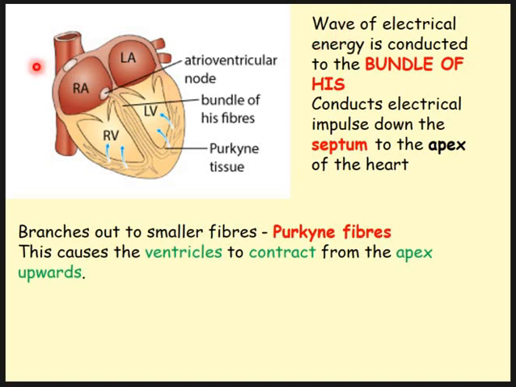So we have started at the SA node. We've travelled all across the atria. We've been collected at the AV node momentarily, so the atria can empty. And now that electrical impulse is going to pass through that bundle of His. It's going to travel all the way down the septum of the heart, right to the bottom, to the apex. It's going to travel back up the ventricles again, up the Purkinje tissue, basically the Purkinje fibres. And this basically causes those ventricles to contract from the bottom up.